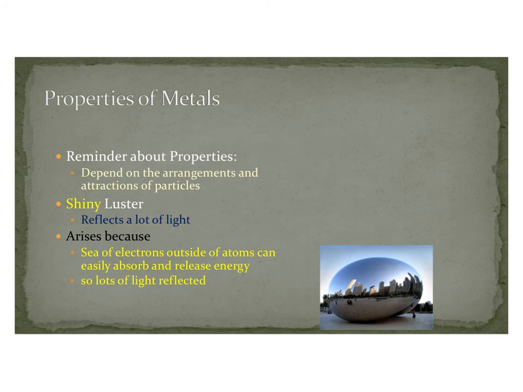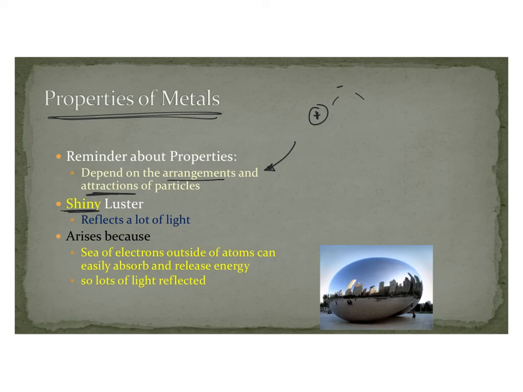So let's talk about some properties of metals. Reminder, as we talked about at the beginning of this session, the properties depend upon the arrangement and the attraction of particles. So the arrangement in metals is the positive cations and the negative sea of electrons. The attractions between them are still a fairly strong bond, but not quite as strong as an ionic one because the bonds form and unform.